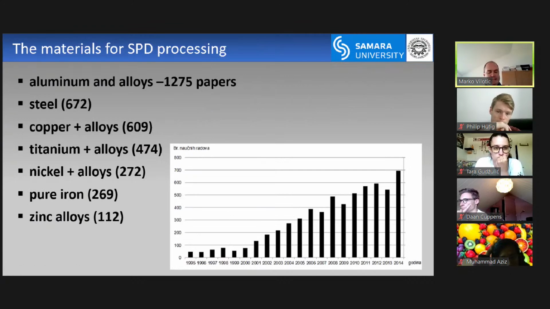Also, we need to say something about materials. Aluminum, this is the study I did, this is the year, and this is the number of scientific papers. But generally, the trend is the same. Aluminum and its alloys are the material that is mostly being investigated. Then it's steel, copper, titanium, nickel, pure iron, zinc, and other alloys. So you can see here the number.